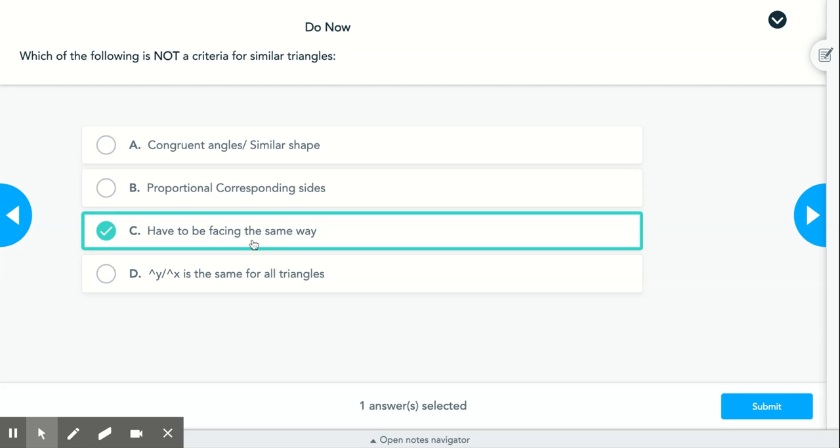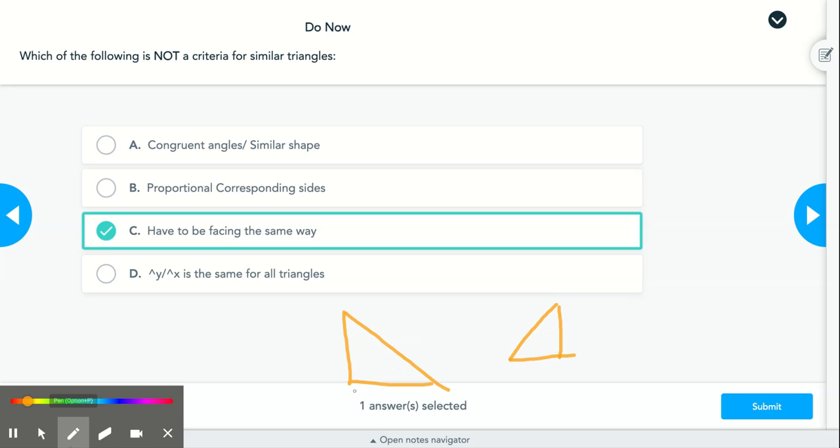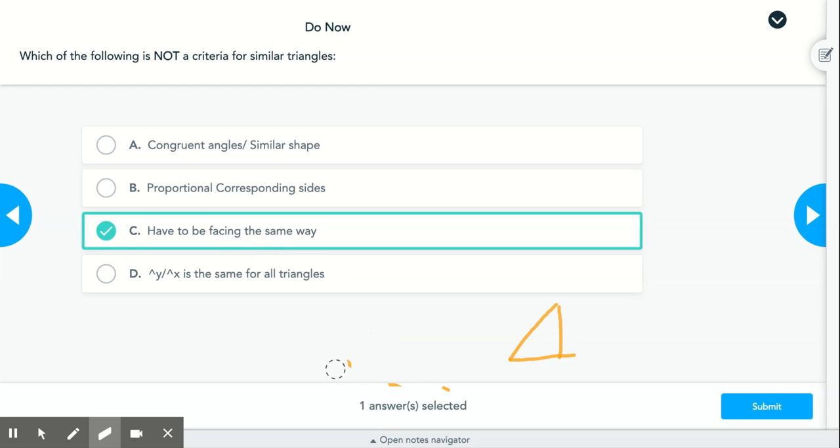They don't always have to face the same way. There are chances where we can have congruent triangles where one can look like this, and the other one might look like this. Even if they are not facing the same way, they have the same interior angles, same shape, and if we just flip it around, they will be congruent. So this is what we mean when we say having to be facing the same way is not one of our options. So go ahead and erase this.